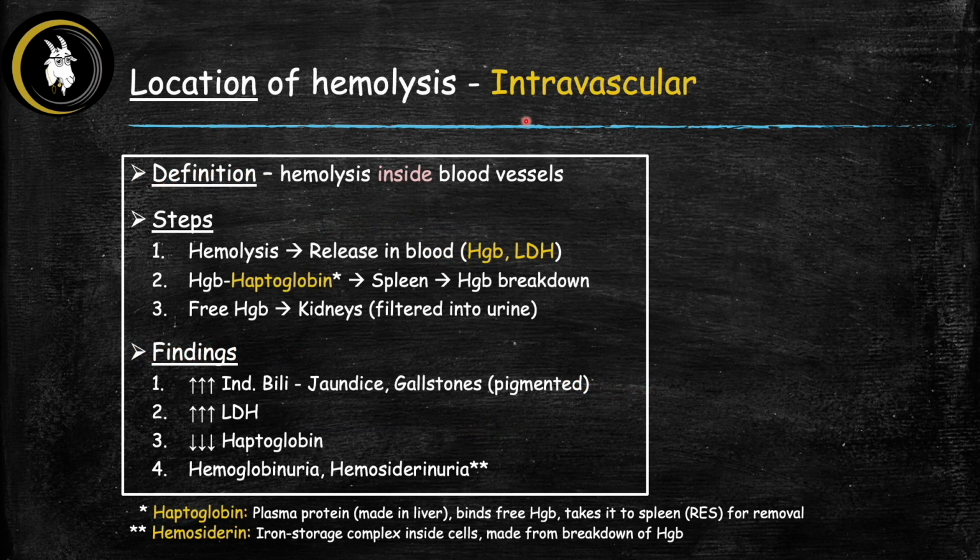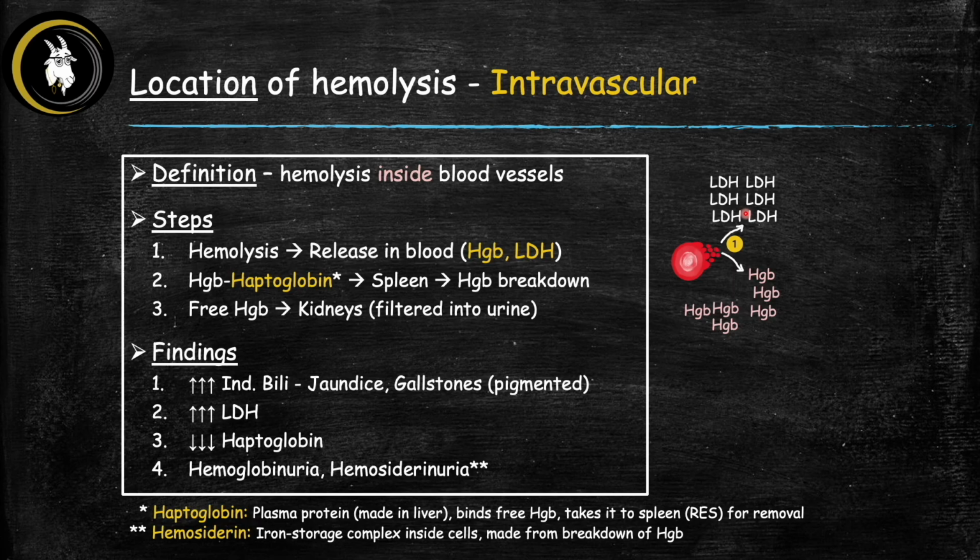Okay, so let's start with the location of hemolysis, and the two options are intravascular or extravascular. Let's do intravascular first. So intravascular hemolysis means that the red blood cells are getting lysed in circulation in the blood vessels. And when this goes down, there are three main things that are going to happen. So first, here's our red blood cell. It's going to lyse in the circulation, and so all its internal content is going to spill out into the blood. And there are two main things that are going to be released from the red blood cells. Number one, of course, is hemoglobin, and then number two is LDH, which stands for lactate dehydrogenase.